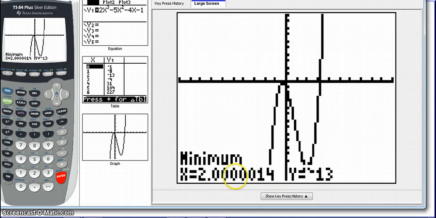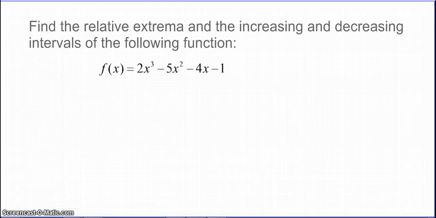Again, I don't like to use the word error, but it's basically an error in the calculator and how it's finding the minimum based on the pixels on the screen and the bounds that I chose. So I need to understand that that's actually 2. It's not rounding. That's not what I'm doing. The actual value is 2. So I have a relative minimum at 2, negative 13.